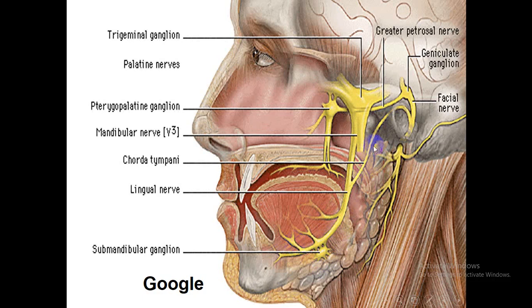Now this chorda tympani مثل ما نعرف it's a branch of facial nerve. It arises from the superior salivatory nucleus of the facial nerve in the pons. يطلع من البونز. It leaves the petrous temporal bone through this fissure واللي هو عبارة عن petrotympanic fissure. Then passes to the infratemporal fossa.